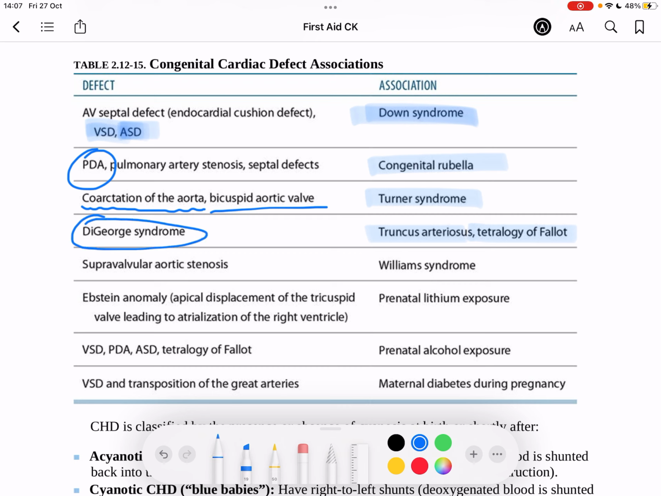Tetralogy of Fallot and truncus arteriosus can be seen in DiGeorge syndrome. Okay, so DiGeorge syndrome is part of the CATCH-22 group of diseases, with the C being congenital heart disease, and that's usually truncus arteriosus and Tetralogy of Fallot.